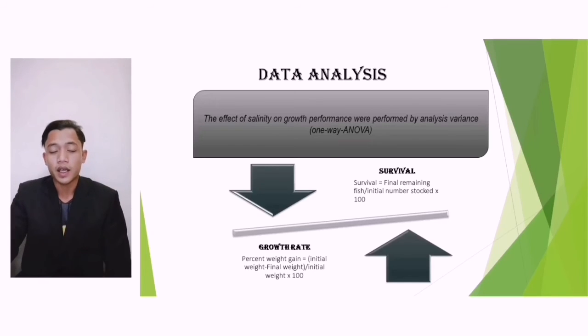For data analysis, the effect of salinity on growth performance will be analyzed by analysis of variance, one-way ANOVA. For growth rate, percent weight gain is final weight minus initial weight divided by initial weight, multiplied by 100. For survival rate, it is final remaining fish divided by initial number stocked, multiplied by 100.